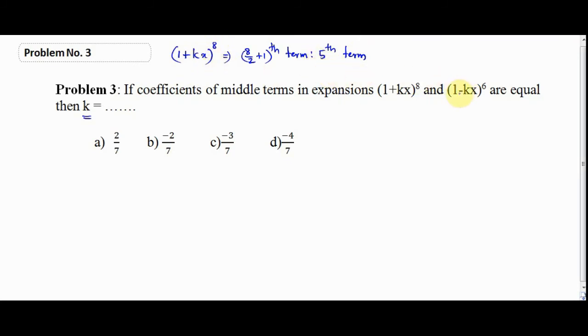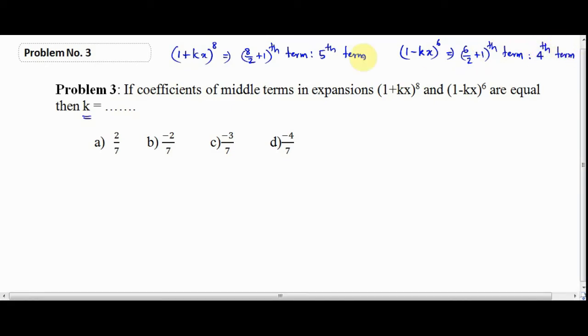Now coming to (1 - kx)^6. It will have a middle term which is nothing but the (6/2 + 1)th term. 6 by 2 is 3, 3 plus 1 is 4, the fourth term in the expansion. So in the expansion of (1 + kx)^8, the fifth term will be the middle term, and in the expansion of (1 - kx)^6, the fourth term will be the middle term, and the coefficients of these two terms are equal.